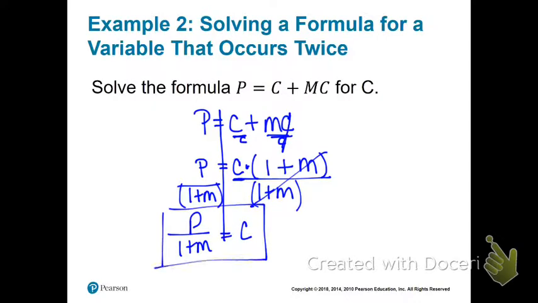Now I can't do like what we did on the previous example. This one, the plus sign, in this case, is in the denominator, so you can't split them up. You only split them when it's in the numerator. So this is our solution.